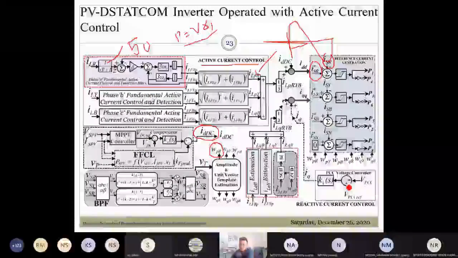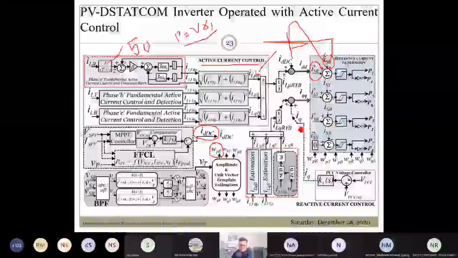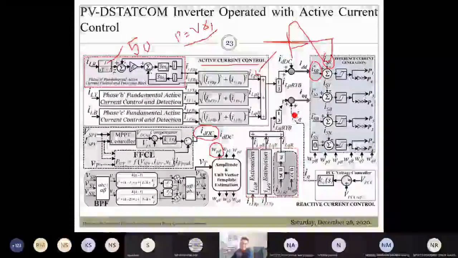Okay, that is your line-to-line voltage, and it will be processed through this PI compensator. And this is how you can generate the signals to provide the dynamic reactive power compensation.